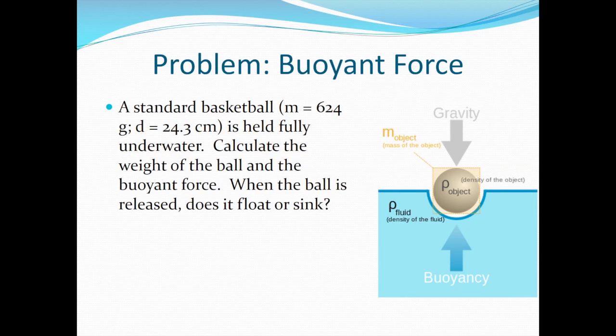Let's try another problem with Archimedes' principle. This time we're going to use the idea of buoyant force. A standard basketball with a mass of 624 grams and a diameter of 24.3 centimeters is held fully underwater. Calculate the weight of the ball and the buoyant force. When the ball is released, does it float or sink?